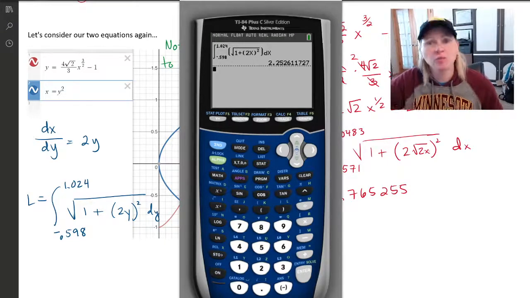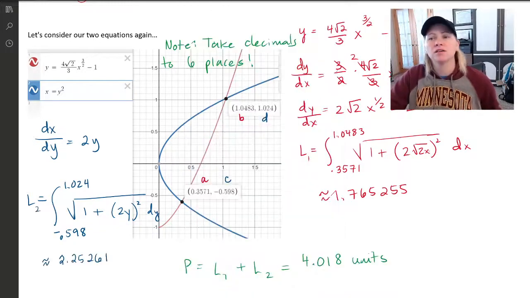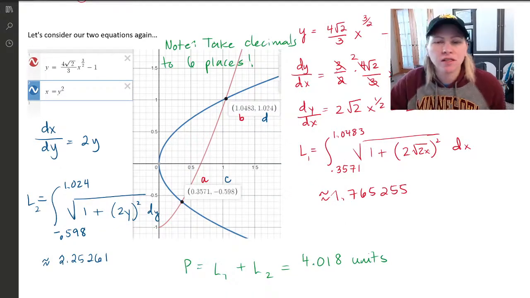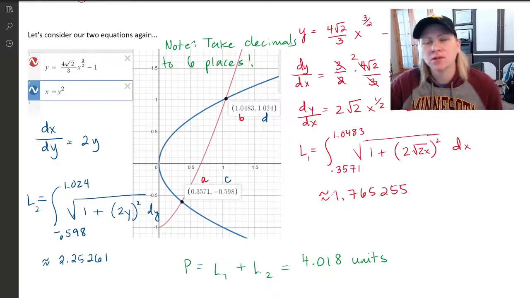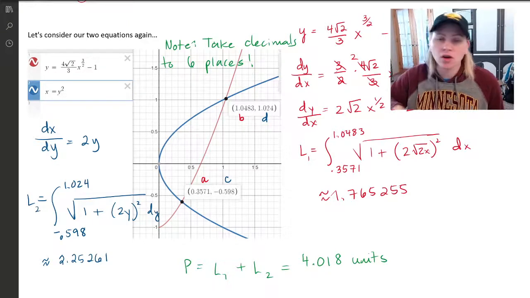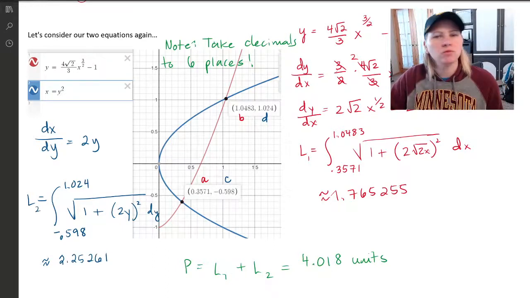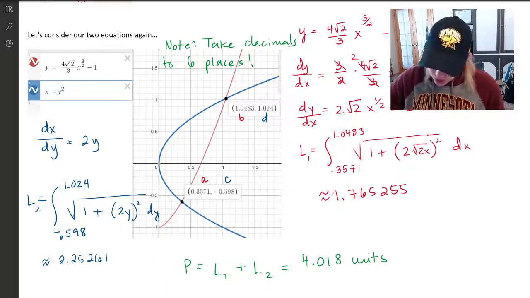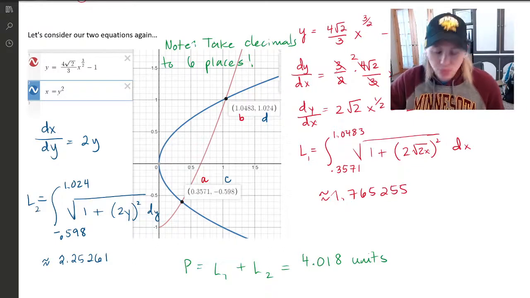Following from that bottom point to that top point, the perimeter of the garden would be those two values added together. It's helpful sometimes when we don't have color coding to label them L1 and L2, so that all the ones are the first equation and all the twos are the second equation. When we add them together, this is the work we can show, and our answer is justified. So 4.018 units is the perimeter.